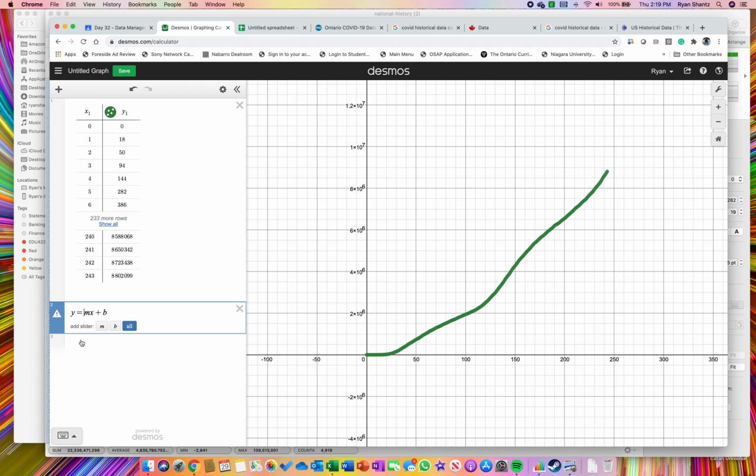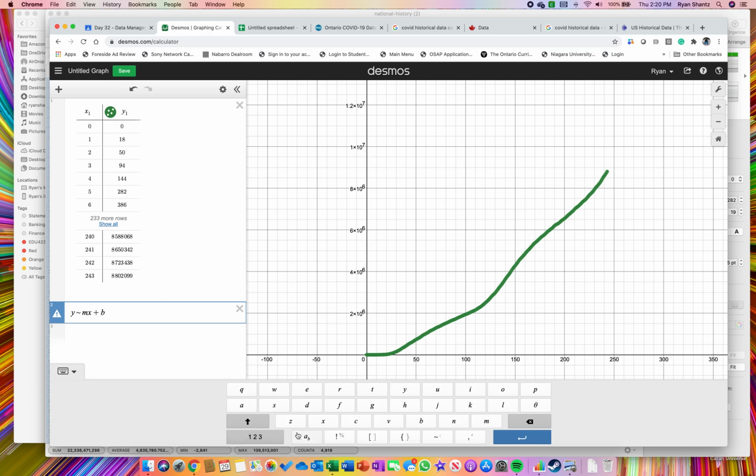Now for Desmos, though, to do a regression and find a curve of best fit or a line of best fit, you need to change this equal sign to a tilde. If you don't have a tilde on your keyboard, you can go to the bottom here, click ABC, and there's a tilde right there. Also, when I copied this data into Desmos, it labeled my day count data as X1. So my days are X1. The number of positive cases, Desmos labeled it as Y1. So I now have to talk to Desmos in its own language. It doesn't understand what Y and X are. It only understands what Y1 and X1 are.